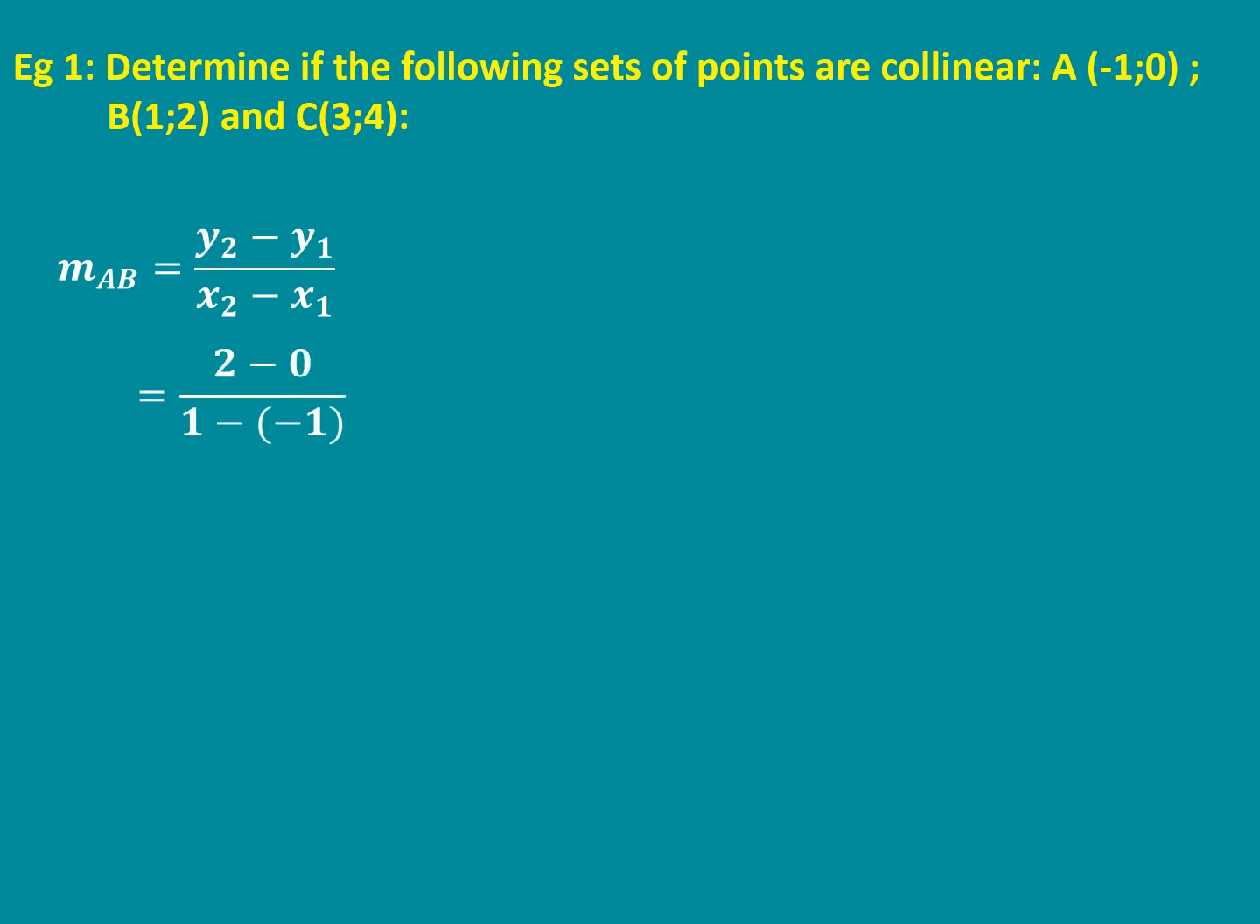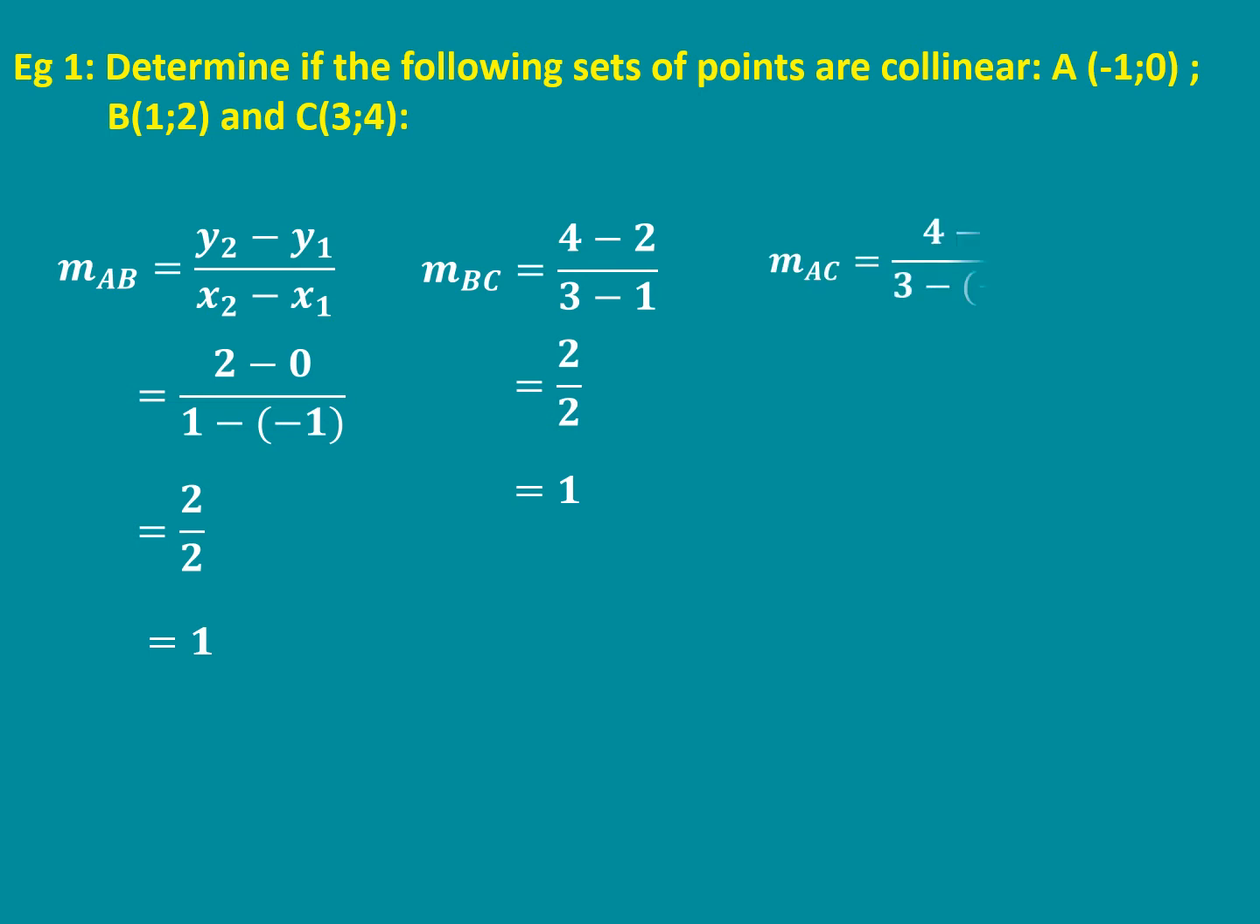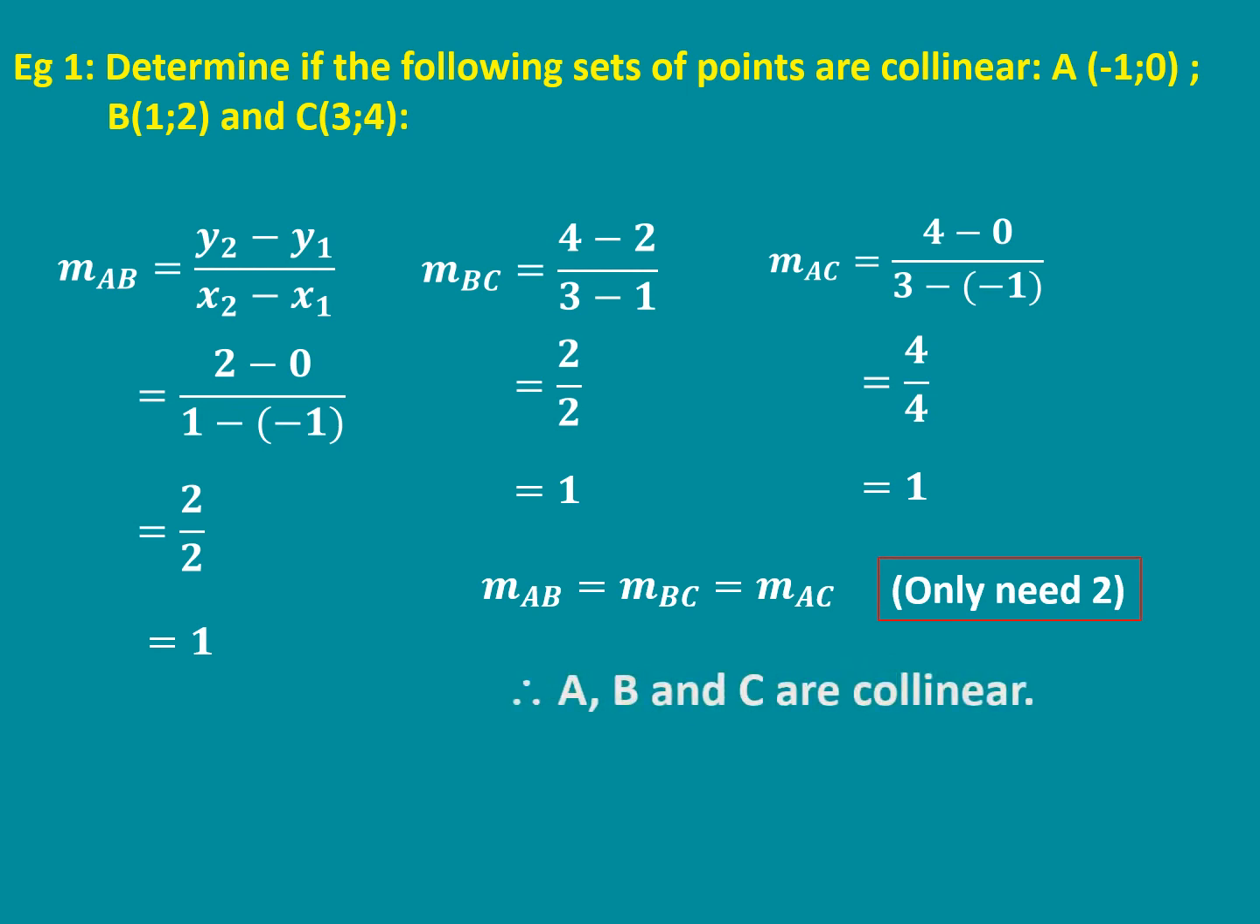So the gradient of AB will be (2 - 0) over (1 - (-1)), which is 2 over 2, and I can simplify that to 1. Next gradient I want to look at is the gradient of BC, which is going to be (4 - 2) over (3 - 1), which again simplifies to 2 over 2 and 1. And the final gradient I want to have a look at is the gradient of AC, which will be (4 - 0) over (3 - (-1)), which simplifies to 4 over 4, which is 1. So because all of those gradients are exactly the same, those points are collinear.